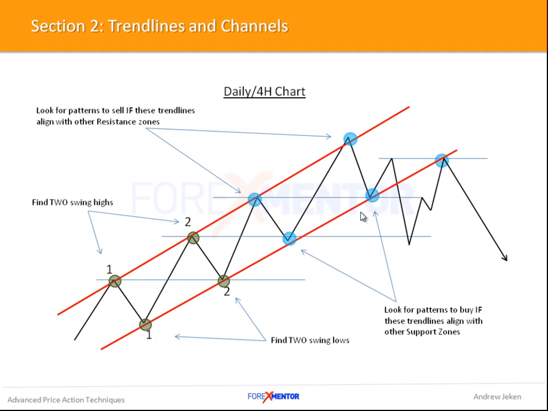And the same here, once again we have resistance, it breaks, so it comes back, we find confluence with the channel line as well as the horizontal support line. You can see price breaks through and it comes back to retest the back end of the channel line or the trend line, and we look to sell if these trend lines align with other areas of resistance.